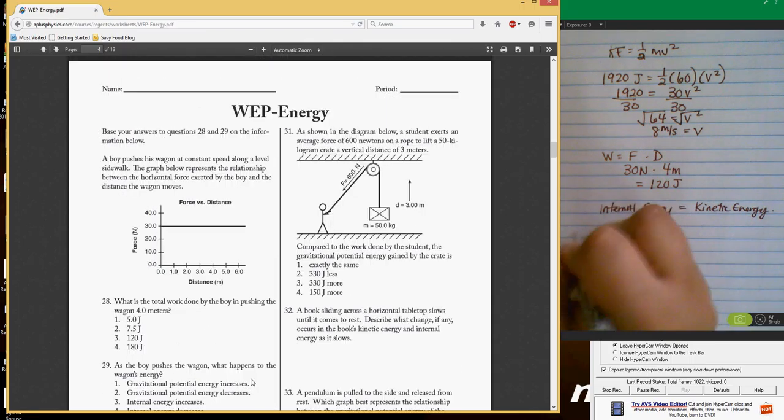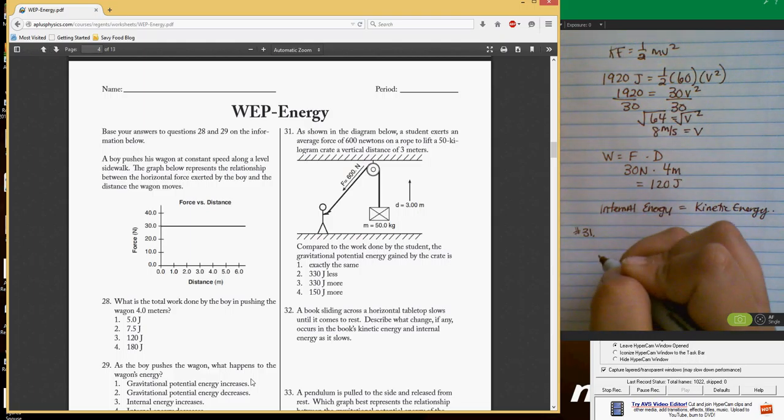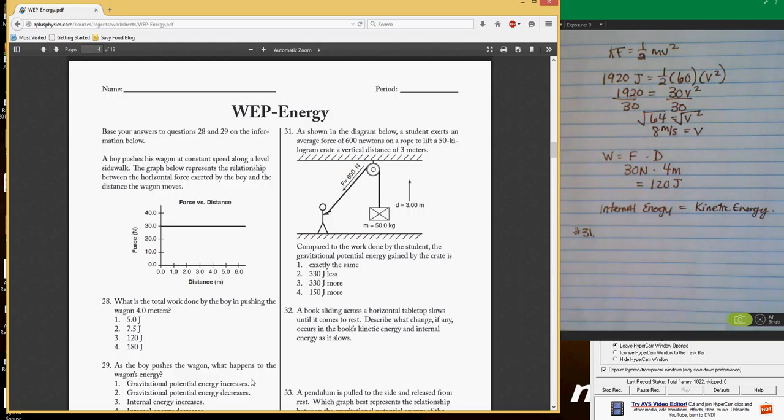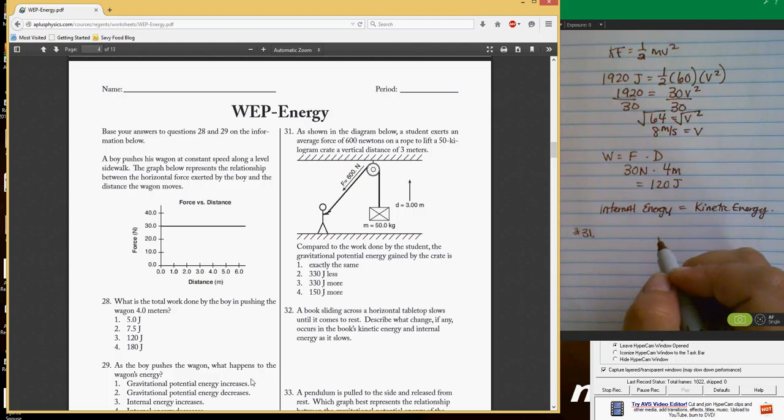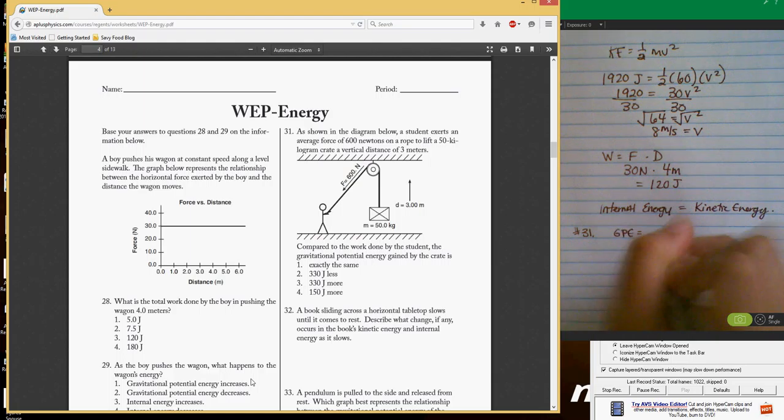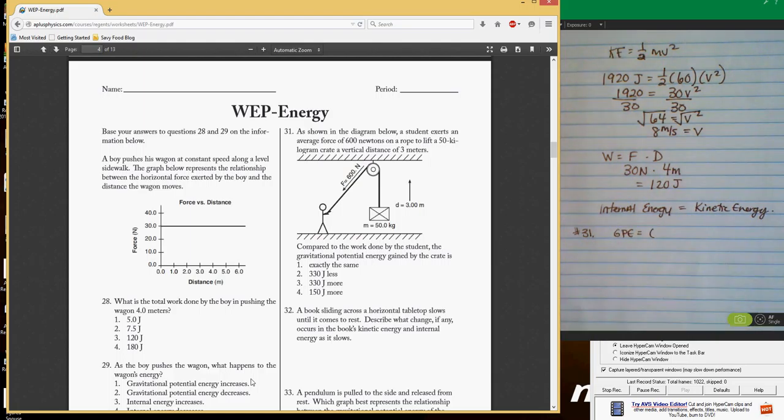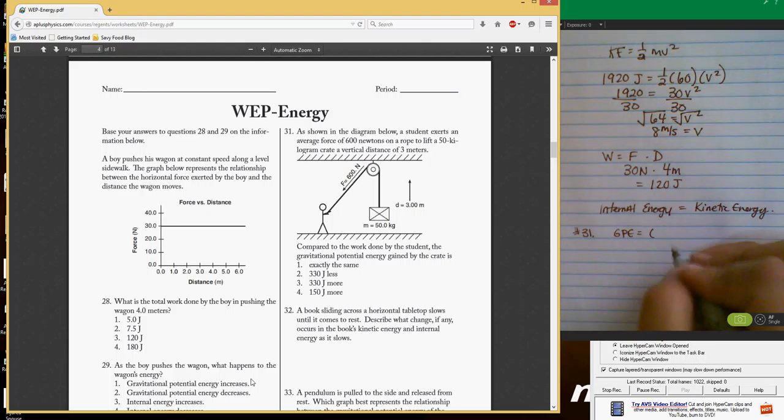Okay, the next question we're going to do is 31. As shown in the diagram, a student exerts a 600 Newton force on a rope to lift a 50 kilogram crate a vertical distance of 3 meters. So my GPE is equal to whatever the crate gains. We're comparing the two, the boy and the crate. So GPE is equal to 50 kilograms for the crate, times our gravity, 9.8, times the height that it travels, which is 3 meters.